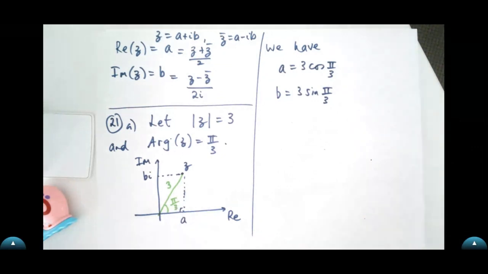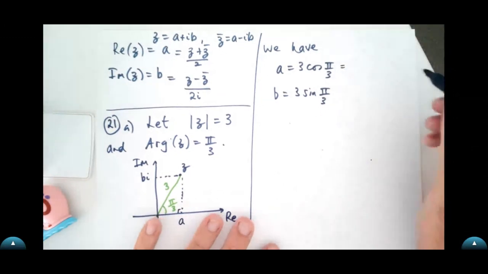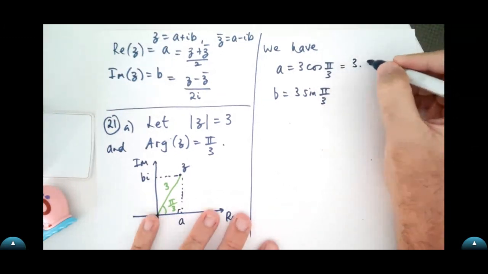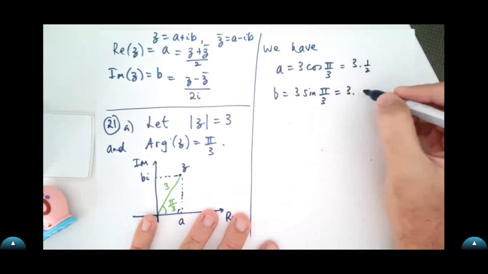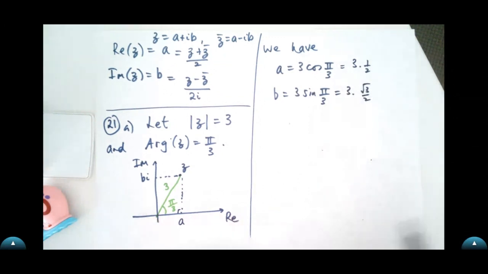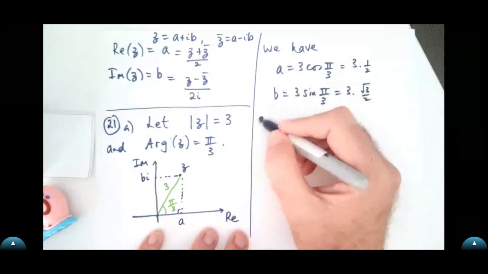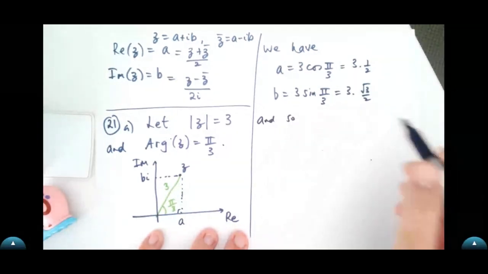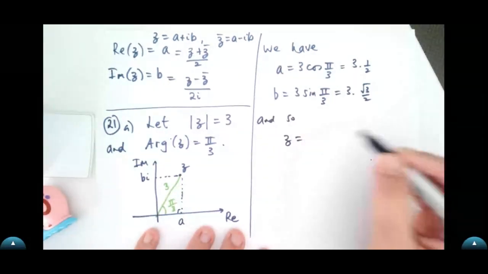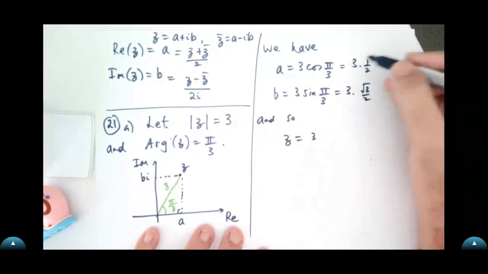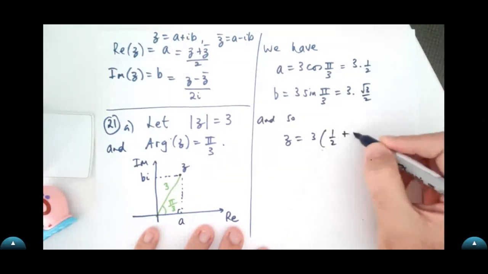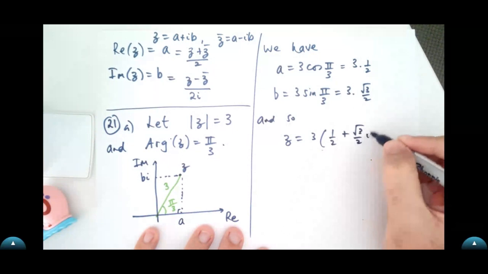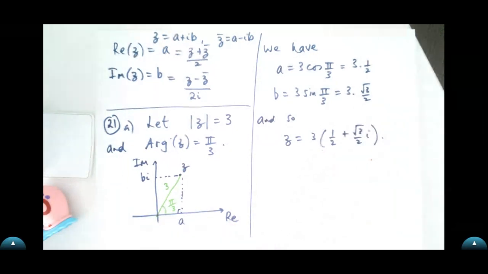So, pi on 3 is 60 degrees, it's not hard to work out what's going on there. So it'll be 3 times a half. This will be 3 times root 3 on 2. And so our z is just going to be, well, I'll factor out the 3. And there you have it.